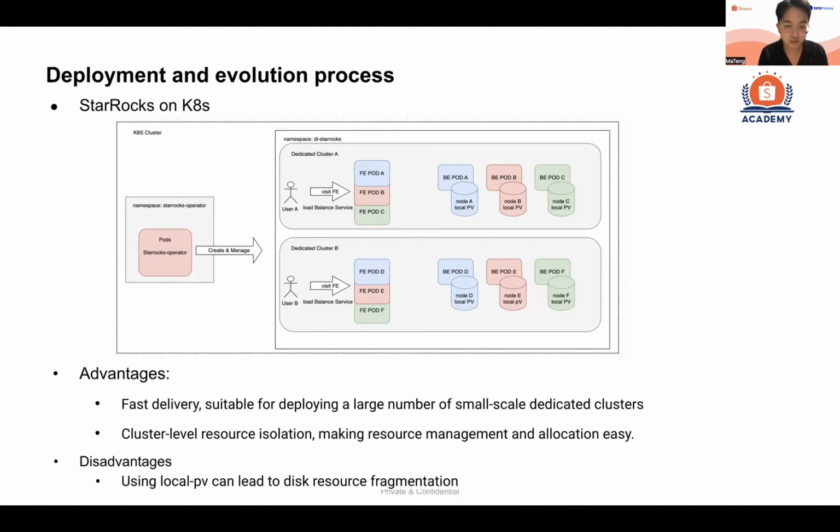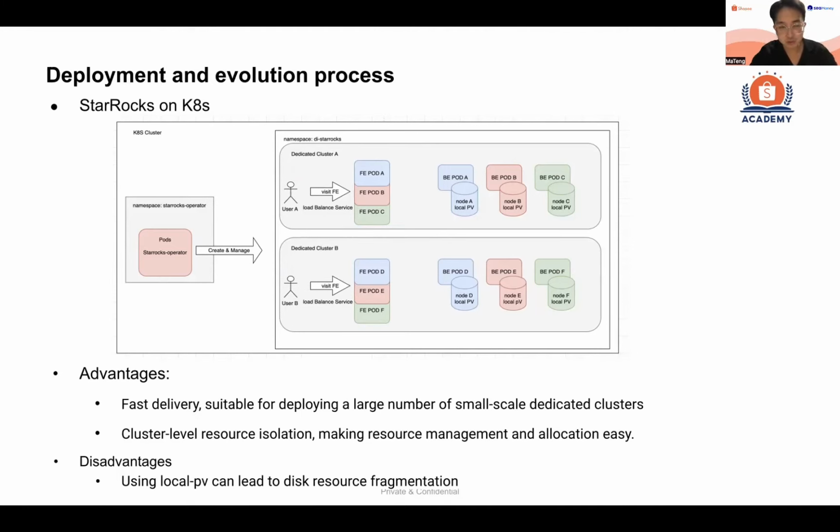The advantage is that delivery is very fast, and we can deploy a dedicated cluster for each business. So we can physically isolate the cluster resources between different business projects. So we achieved cluster-level resource isolation. Nowadays, this kind of deployment and cluster management method is our default method. And we can use local PV to store the BE's data.